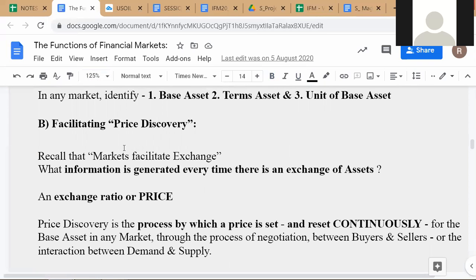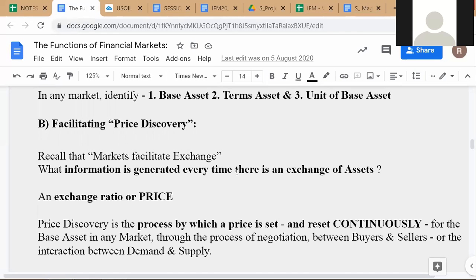Remember that we discussed the functions of markets. One of the functions, if you read the note, you'll see, is that markets facilitate exchange, because you're exchanging the base asset with the terms asset. So the market provides a venue, physical or virtual, to exchange two assets for one another, one of which is usually some currency. So one of the functions of markets is to facilitate exchange.